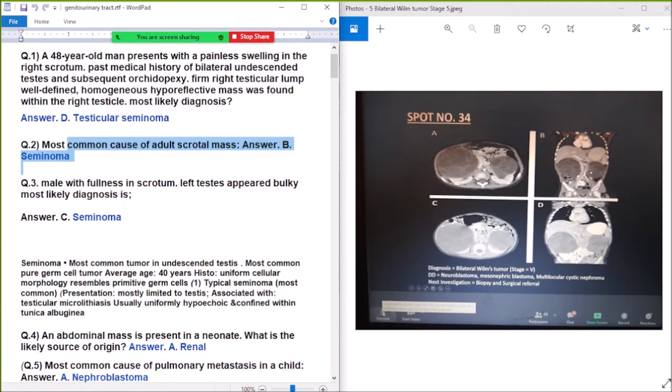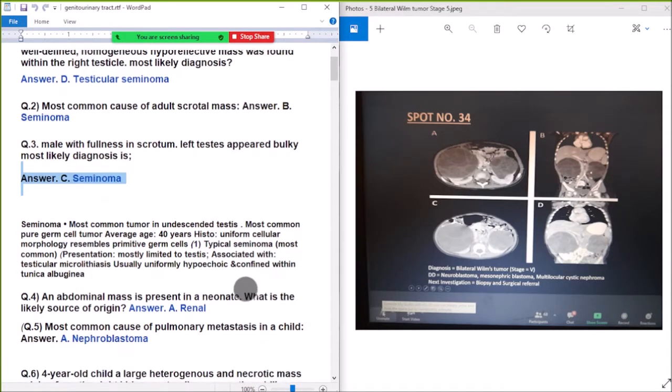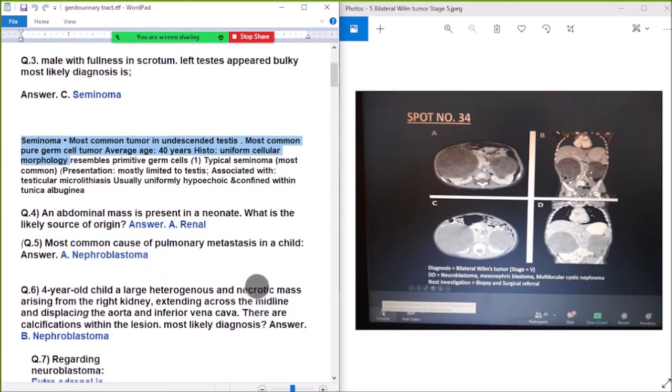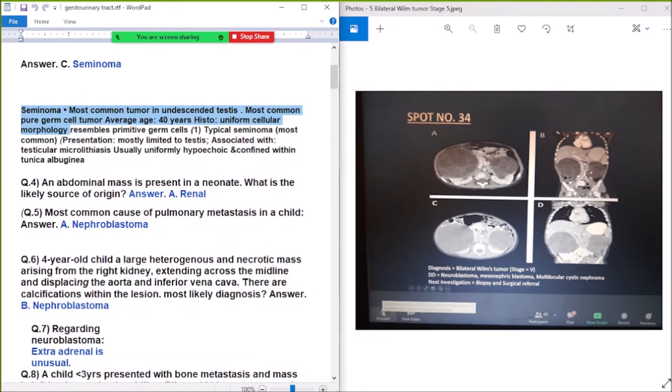Question 3. Male with fullness in the scrotum, left testis appeared bulky, most likely diagnosed as seminoma. The most common adult scrotal mass is seminoma. Seminoma is most common in undescended testes, the most common pure germ cell tumor, in ages 30-40 years. Associated with testicular microlithiasis.